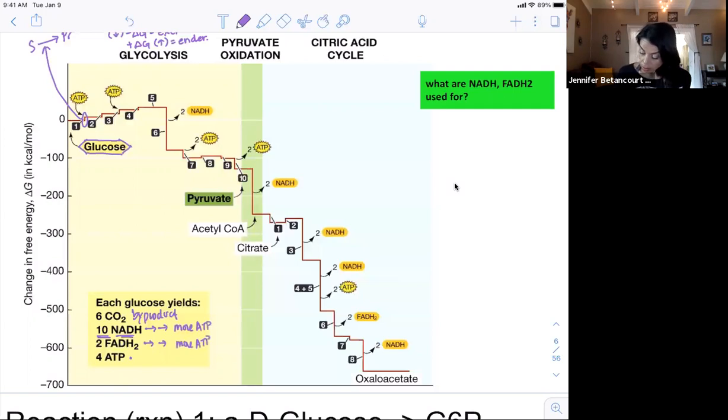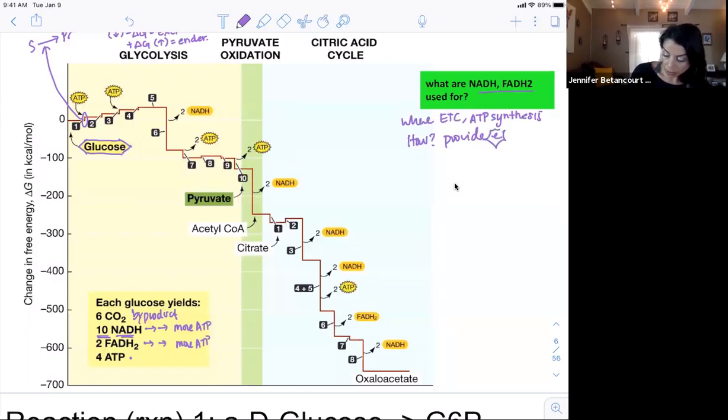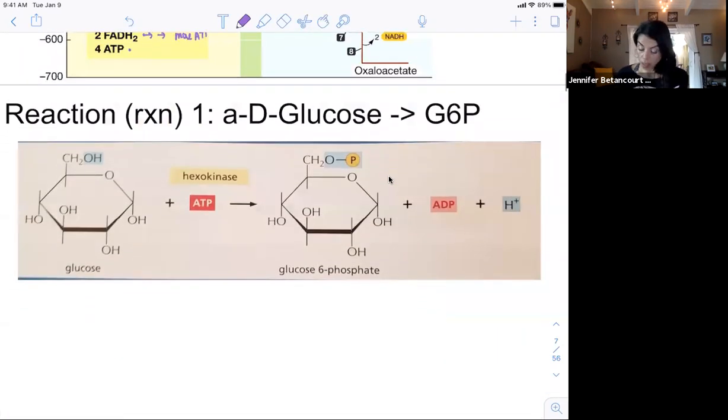So let's see. Okay, so we just talked about that. What are NADH and FADH used for? So this is going to be in the electron transport chain and ATP synthesis. These are the power. So this is where they're used. How do they provide energy? In the form of electrons. We'll talk about that later, but just so you have it in the back of your head. Okay. Alrighty, so let's get started.